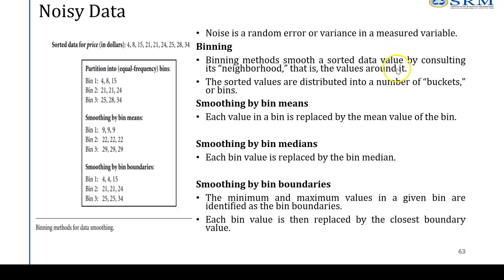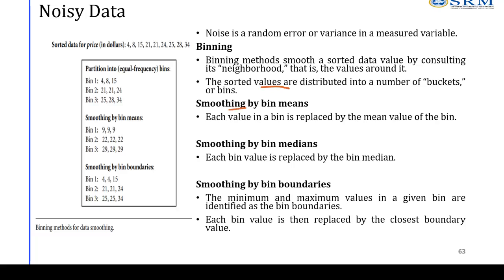The binning method is mainly used to smooth the noisy data by grouping similar data points into bins. So that is what binning is. The binning method smooths the sorted data values by consulting its neighborhood, that is, the values around it. It actually puts the sorted values into different bins, that is, putting similar data points into bins.